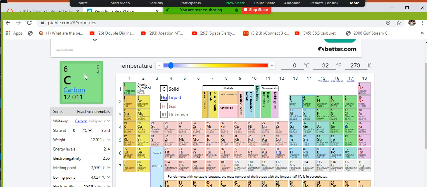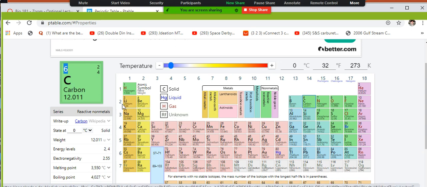So like carbon, it's got 6 protons and its mass is 12. So how many protons? 6. How many neutrons in carbon? 12. No, that's its total protons plus neutrons. So how many neutrons? 6. Yeah, 6. And to figure that out, all you got to do is take 12 and subtract 6, and that'll give you the number of neutrons.